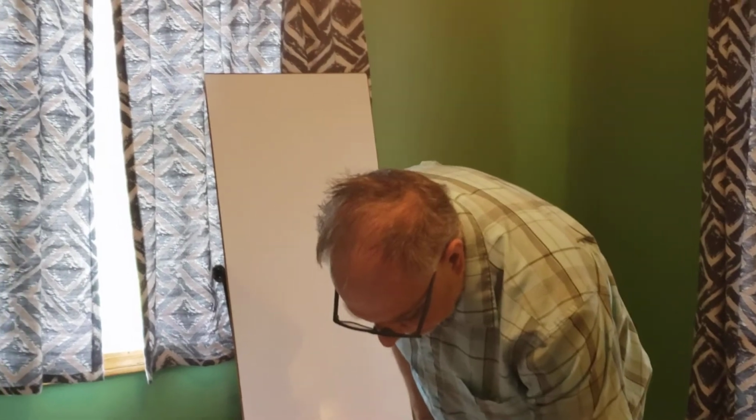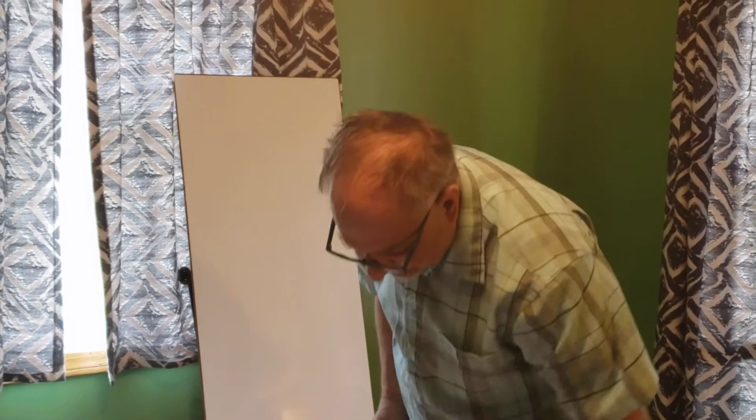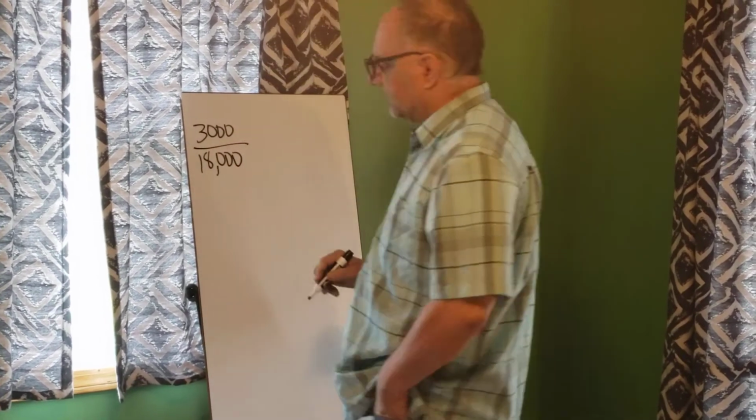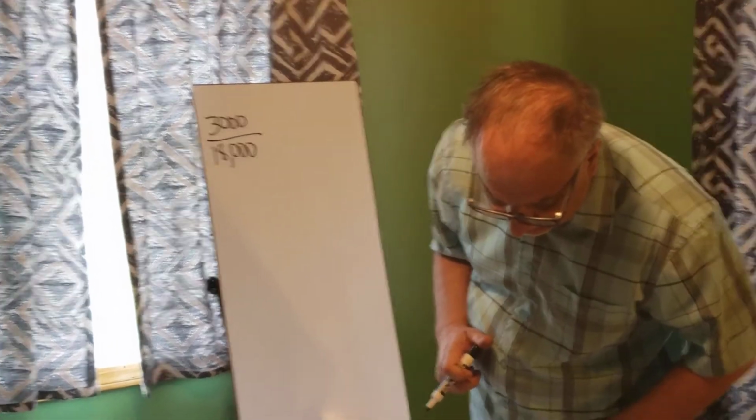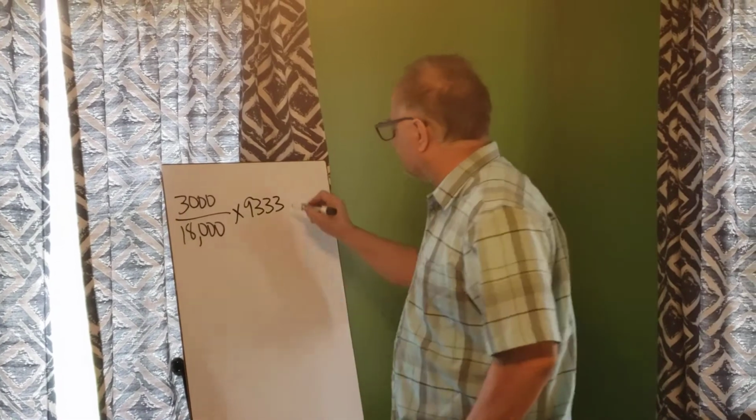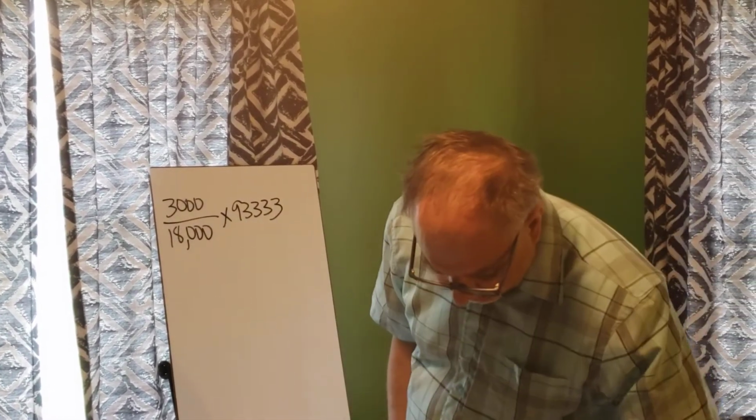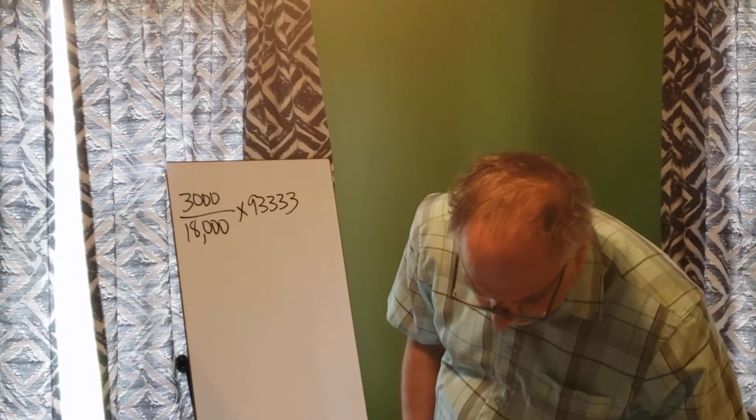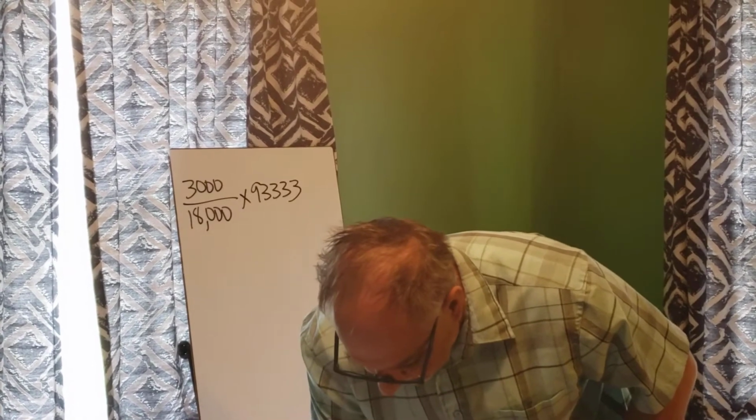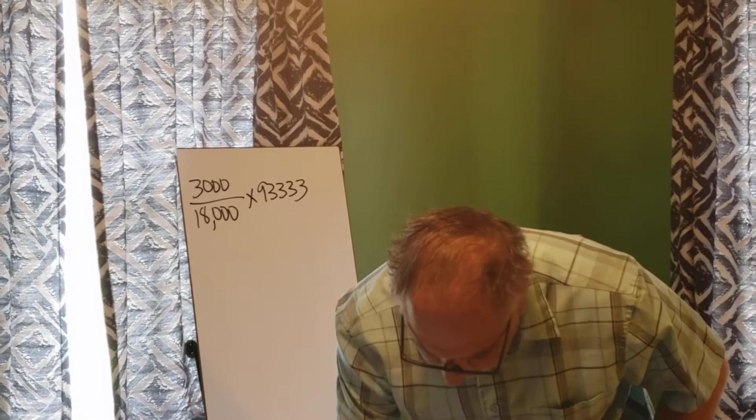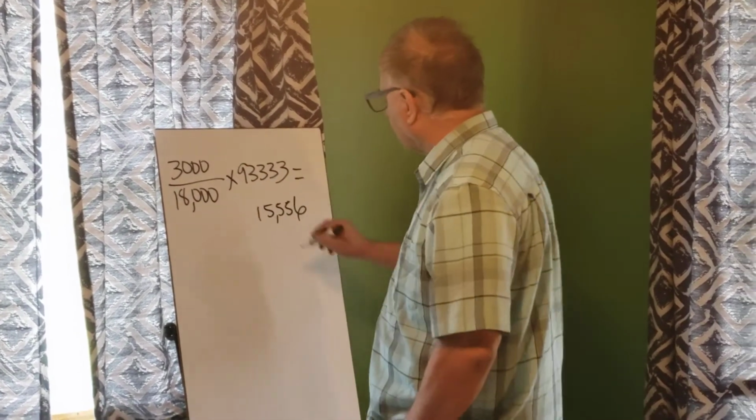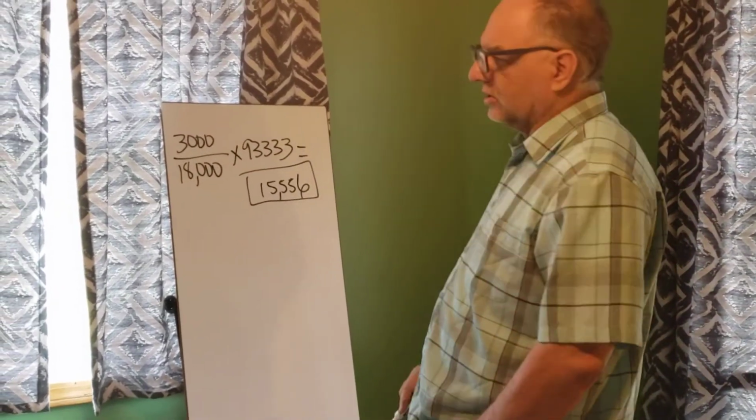Now here we sell in the next year, we sell 3,000 barrels. We have a change in estimate to 18,000 barrels. And now we're going to take that times 93,333 because that's my remaining basis. And if I've done the math right, I think my depletion amount is 15,556. It's my cost depletion amount now for the second year.